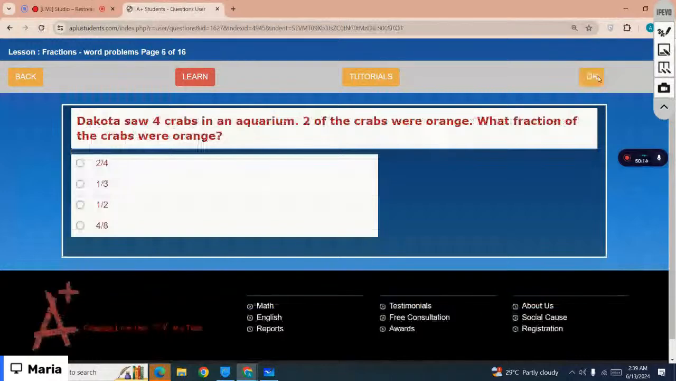Dakota saw 5 crabs in an aquarium. Two of the crabs were orange. What fraction of the crabs were orange? Which is the correct option? That is 2 out of 4. Option number 1 is the correct option.